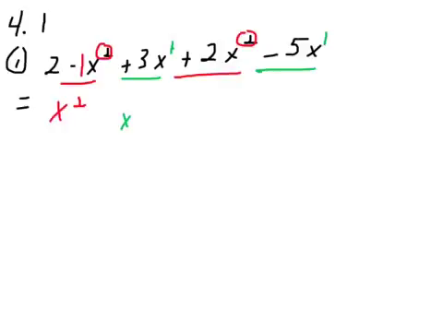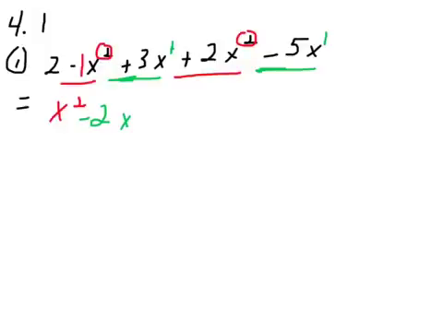What you do after you write the like term down is you just take the numbers out front and you add them together. So I have a plus 3 plus a minus 5. That's the same thing as 3 minus 5, which is a negative 2x. But remember, adding a negative 2x is the same thing as subtracting 2x.